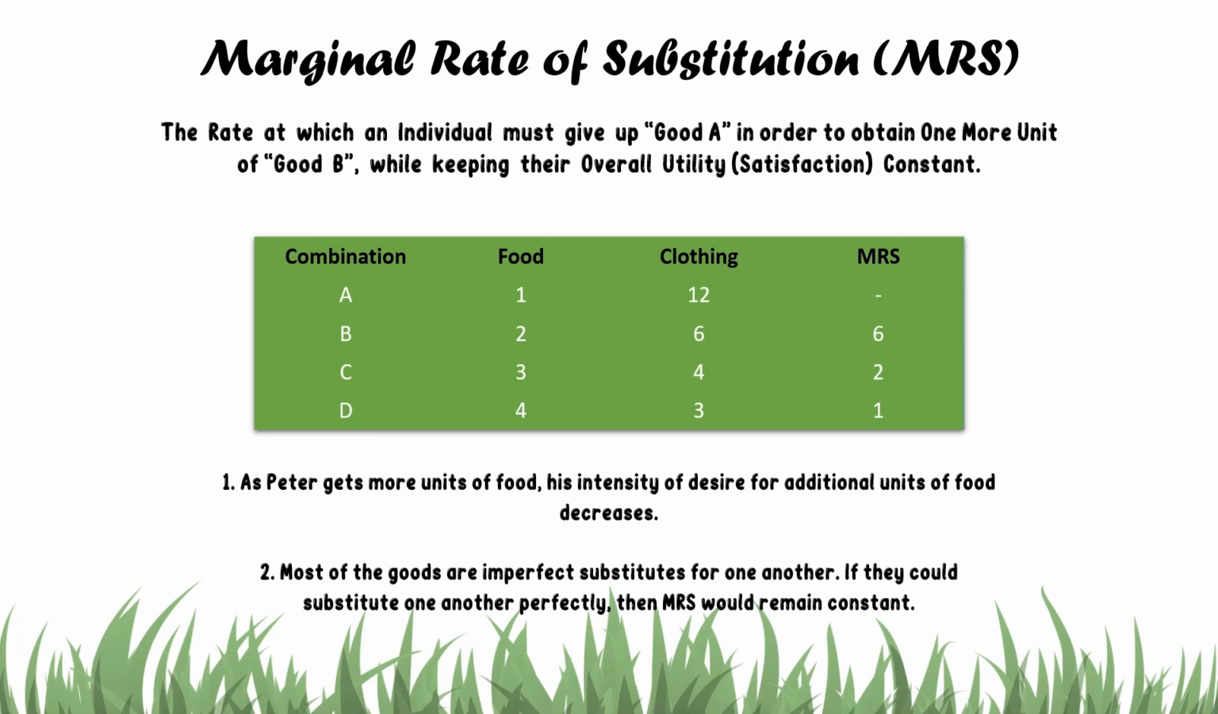Interestingly, as Peter accumulates more units of food, the MRS starts falling, which means that he is prepared to give up fewer units of clothing for food. There are two main reasons for this. The first one is that as Peter gets more units of food, his intensity of desire for additional units of food starts decreasing. The second is that most goods are imperfect substitutes for one another. If they could substitute for one another perfectly, then the MRS would remain constant.